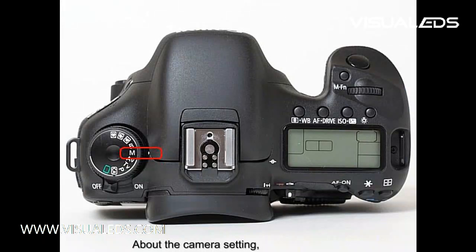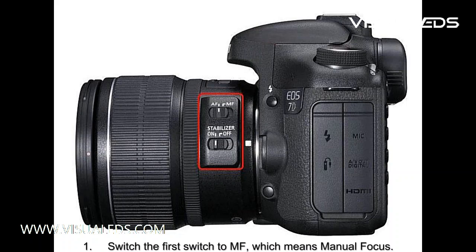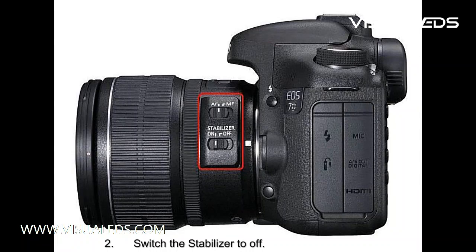About the camera setting, please pay attention to that the camera should be in M mode. M means that manually adjust aperture and exposure. And there are two settings about the lens. 1. Switch the first switch to MF, which means manual focus. 2. Switch the stabilizer to off.